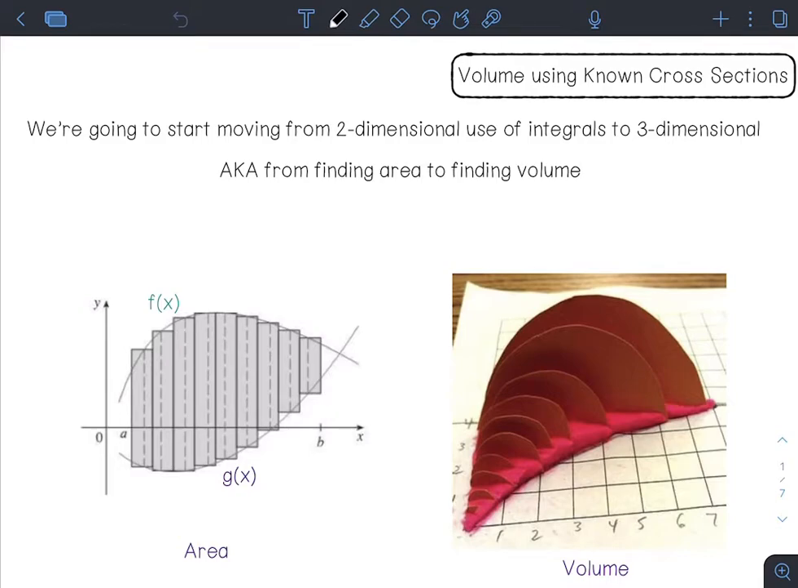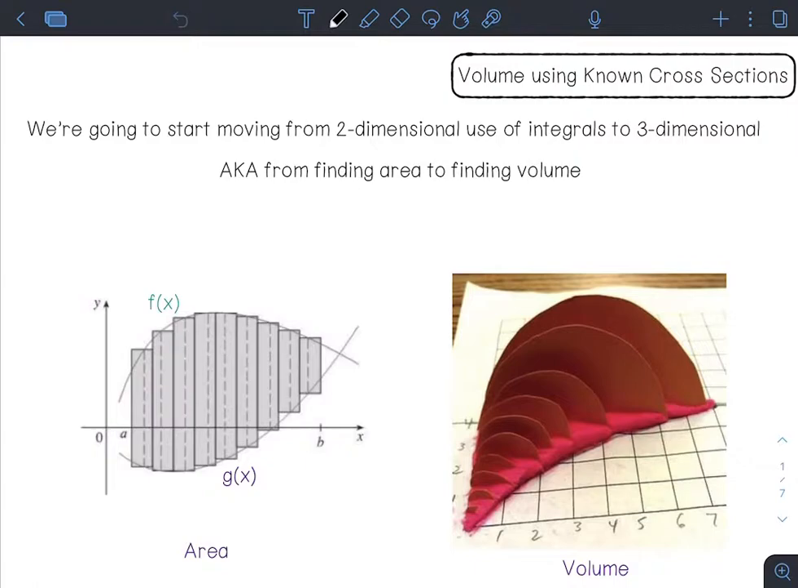Talk about finding volume of solids using what's called known cross-sections. So previously we were finding two-dimensional surfaces, right? We were finding the area between curves as shown in the figure at the left, right? Finding the area between f of x and g of x. And now we're going to be moving into more three-dimensional uses of integrals.